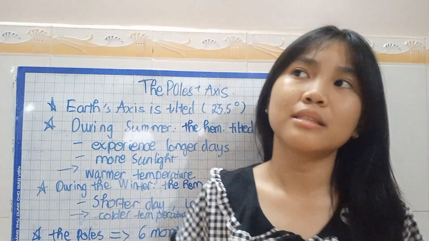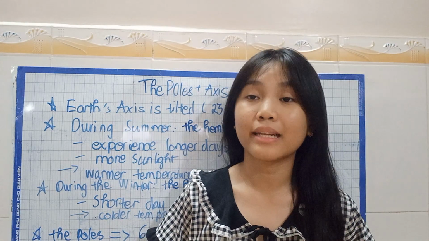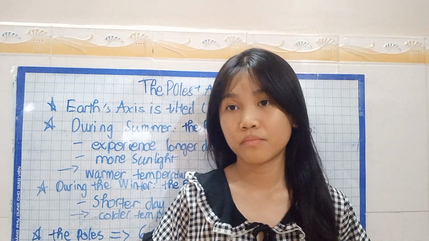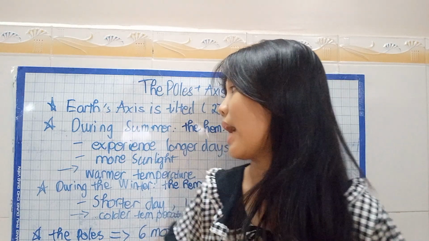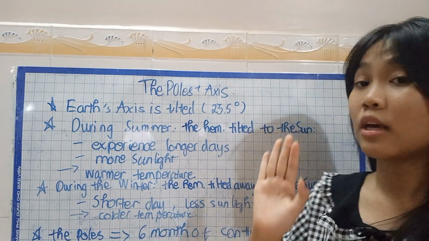And so why is that even there? We don't know yet, but what we do know is that this has a very huge effect on the earth itself. So first, what happens here? First, during the summer, the hemisphere that's tilted to the sun.